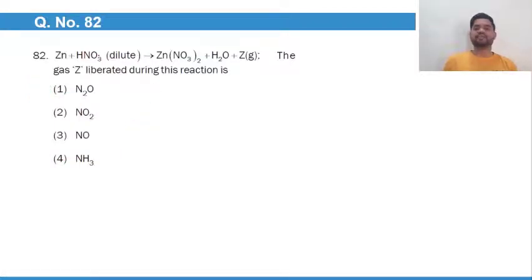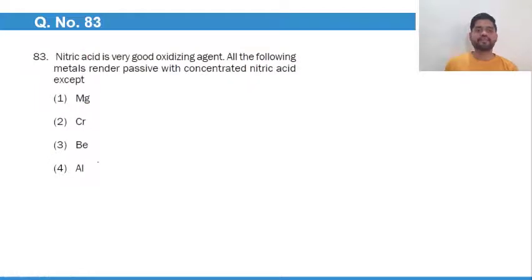82. Zinc plus dilute nitric acid gives you Zn(NO3)2 plus water plus N2O. This is the answer. The correct, this Z value will be what? N2O. What is the option? Option number 1. Okay. Next. 83. Nitric acid is very good oxidizing agent. All the following metals render passive, means become least reactive or unreactive with concentrated nitric acid except magnesium. Rest all will render passive. So 83, 1 will be the right answer.